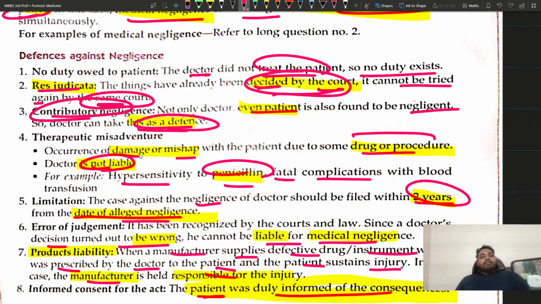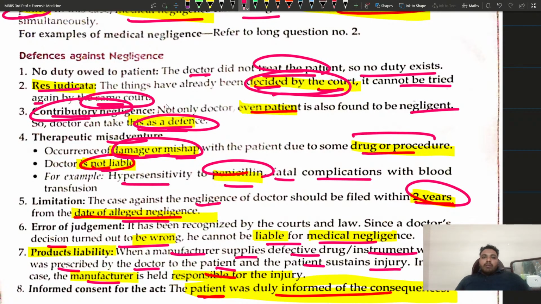Remember this. Therapeutic misadventure is basically the occurrence of damage or mishap to the patient due to some drugs or procedure. For example, you injected penicillin to a patient who has never had penicillin in his entire life. Once you injected it, you got to know that he is allergic to penicillin. Now adverse reactions have started. What can you do?